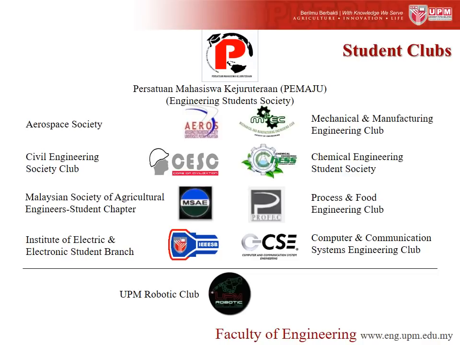We have Aerospace Society, AEROS, Civil Engineering Society Club, CESC, Malaysian Society of Agricultural Engineers Student Chapter, MSAE, Institute of Electrical and Electronics Engineers Student Branch, IEEESB, Mechanical and Manufacturing Engineering Club, M2EC, Chemical Engineering Student Society, CHESS, Process and Food Engineering Club, PROFEC, as well as Computer and Communication Systems Engineering Club, CCSE. These are based on departments. And we have another interesting one, the UPM Robotic Club, which is based on the students' interests.